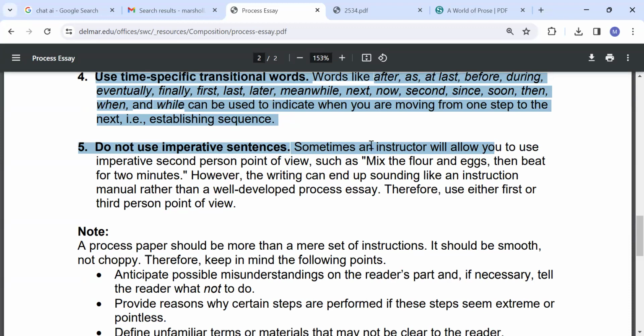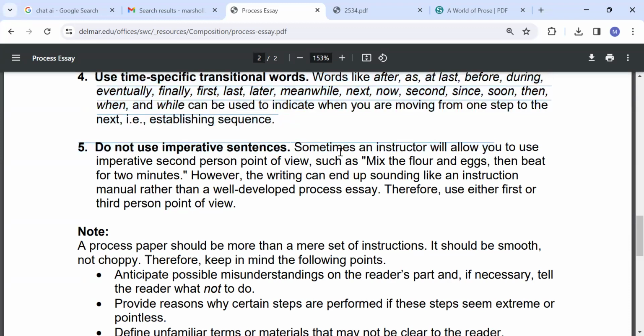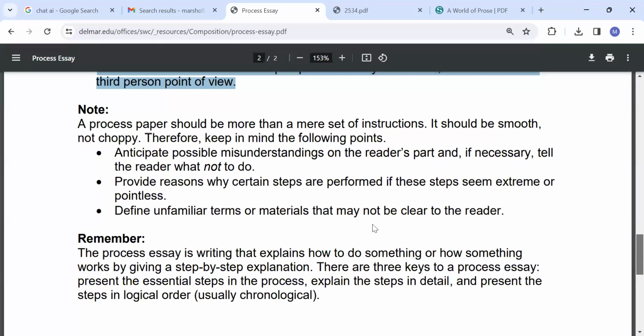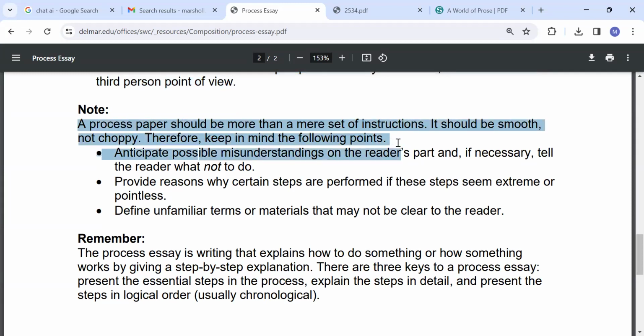However, you have to try to limit this sort of robotic structure when you are writing because your essay must flow. So a process paper should be more than a set of instructions. It should be smooth and not choppy. So anticipate some of the things that the reader may have a problem with and tell them what to do and what not to do.